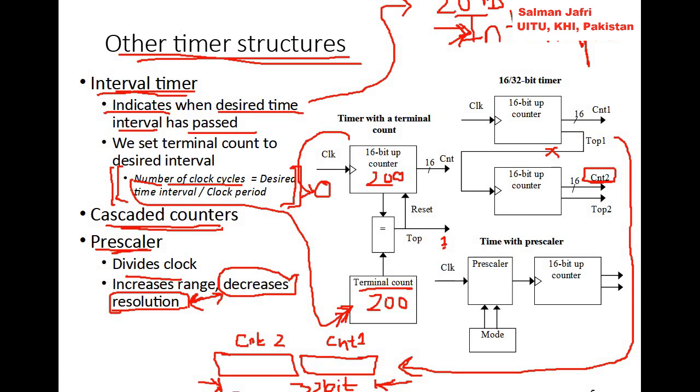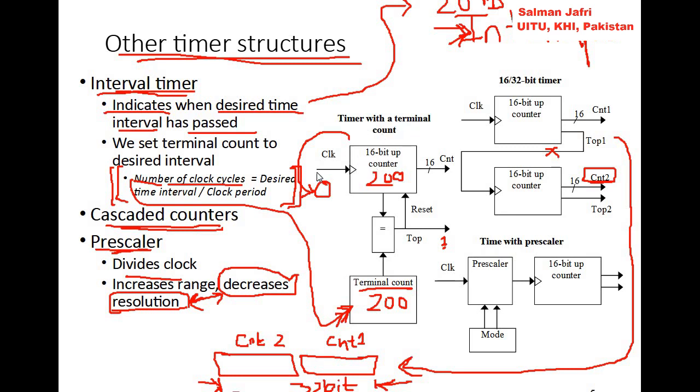Or an interval timer can also be used to generate an interrupt every 20 nanoseconds, when the timer overflows, an interrupt is generated. For that, we can set the terminal count to the desired interval. Right. So basically, this is a timer with terminal count.